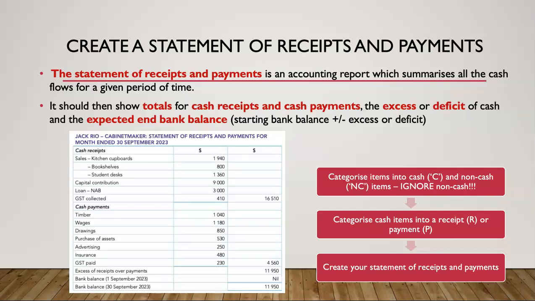I recommend putting a C next to the ones that are cash and an NC next to the ones that aren't cash, and you ignore the non-cash ones. Non-cash transactions don't go in these reports. You will then categorize cash payments into a receipt or a payment, and then you'll create your statement of receipts and payments, and maybe record in your journals prior. And that's how you really accurately and quickly record cash transactions.